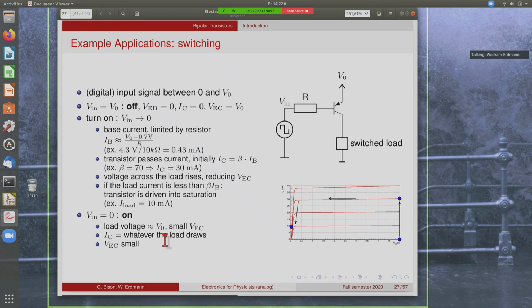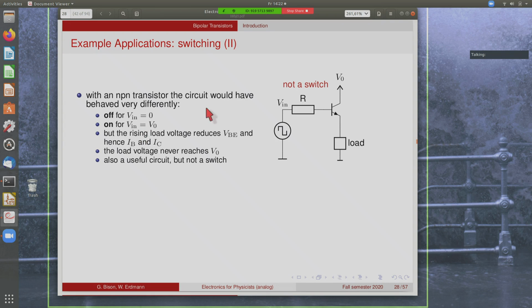Now you may wonder why we've done it like this. You may want to do the same thing with an NPN transistor. However, the behavior of this circuit would be completely different. If you put an NPN transistor here, it would still be off when you put the input voltage to 0. So you put this node to 0, which means you pull down the base here, and then there would also be a low emitter voltage, no current through the load, and this thing is off.